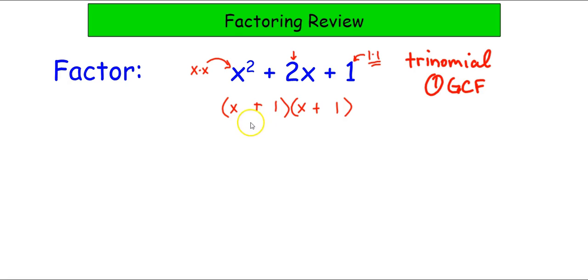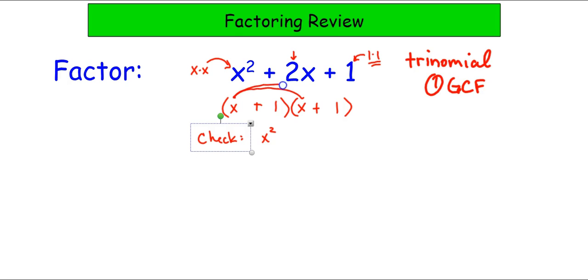So in order to confirm, this is basically double distribution, and a lot of us have probably learned it as FOIL. So I'm going to take this first term here, and I'm going to multiply it by the first term in the second set of parentheses. And x times x, so again, we're just checking this to make sure that it works, that it gives us back the original. x times x I know is x squared, so that's a good start. We got what we needed up here.